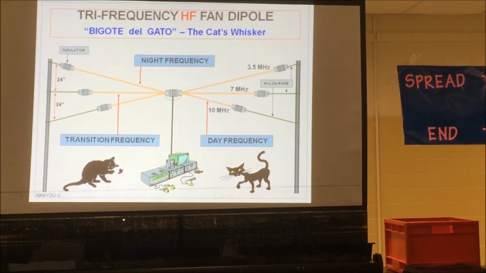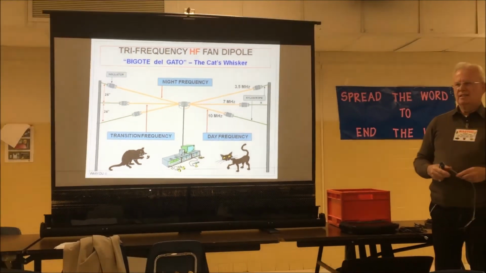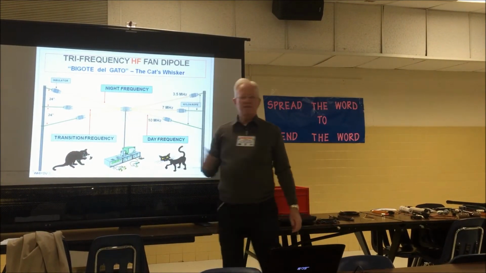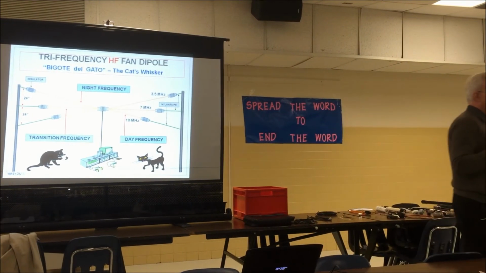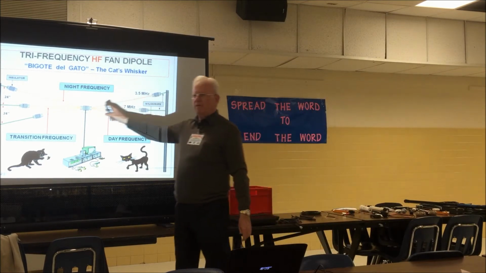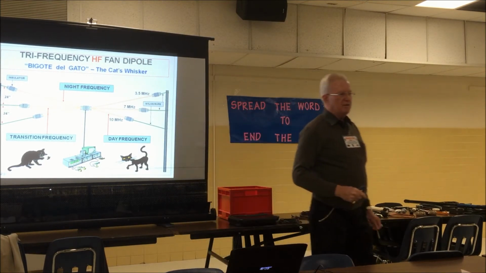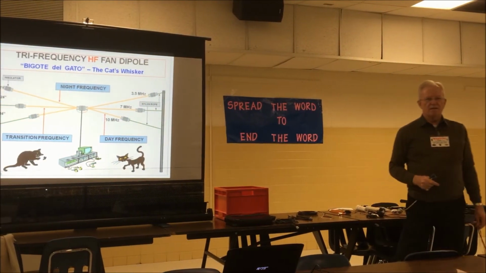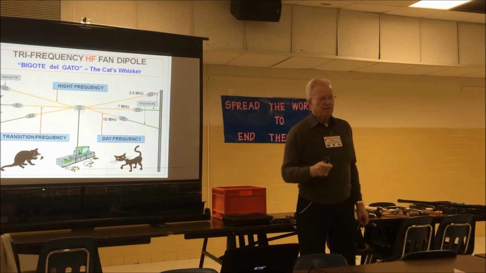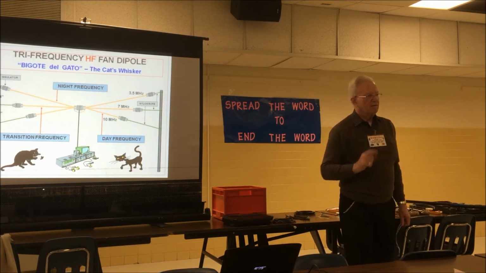Let me just go through it. 3 frequencies: day, night, and twilight zone, or your transition frequency. It's on the same piece of coax. Let's get electronic again, and let's say your radio puts in 7 megs up to the antenna. 7 megs goes up there and looks at the 3.5 meg dipole and says, oh my God, it's too long. X sub L, a couple of thousand ohms of inductive reactance. It's like running into a brick wall.